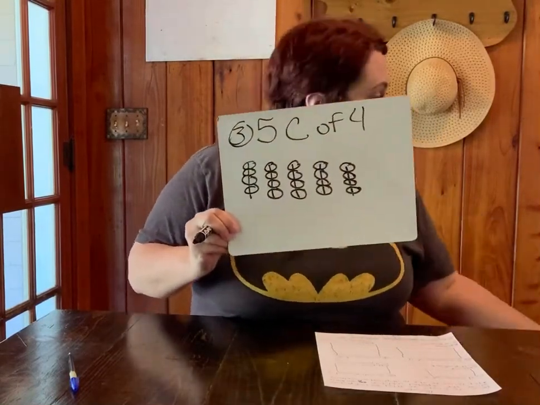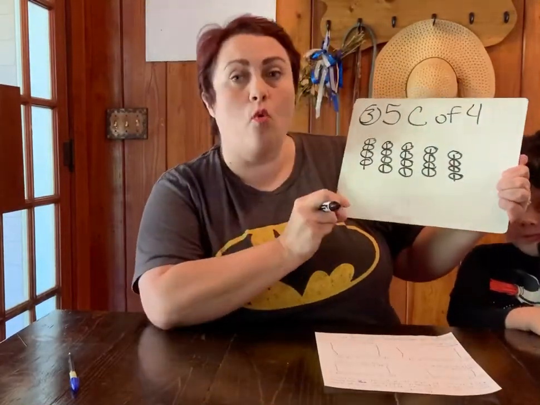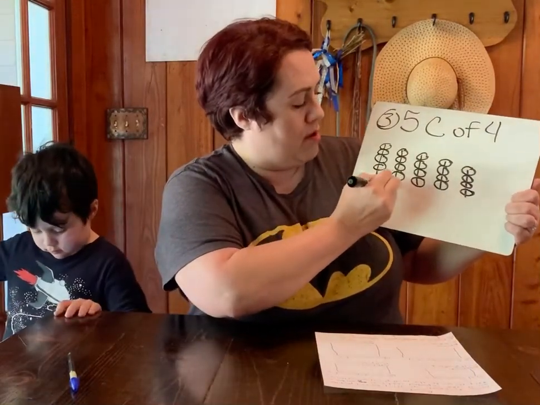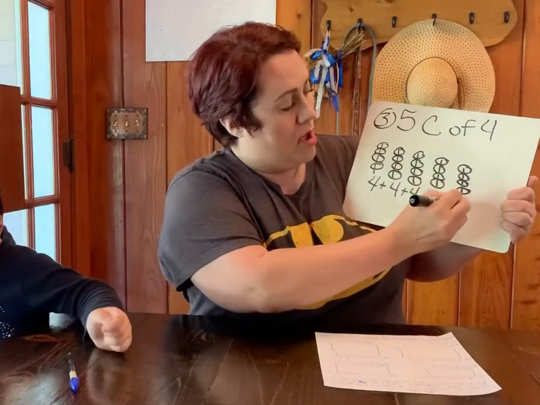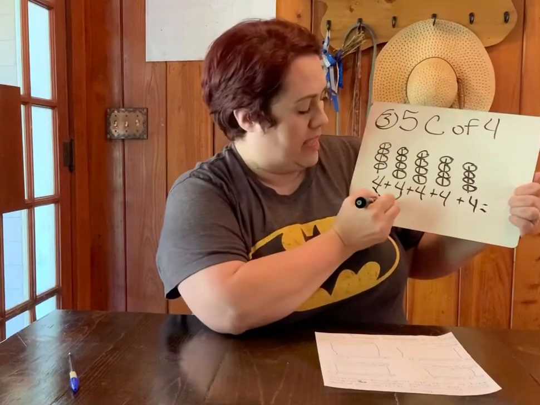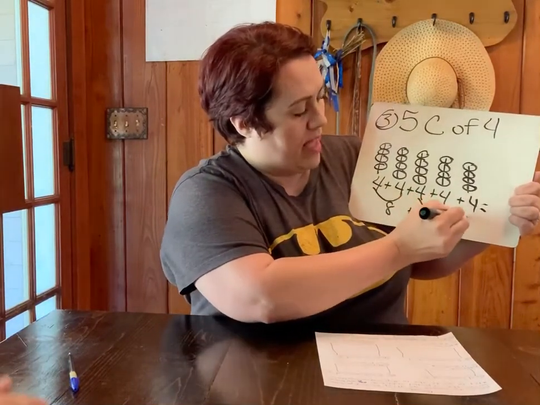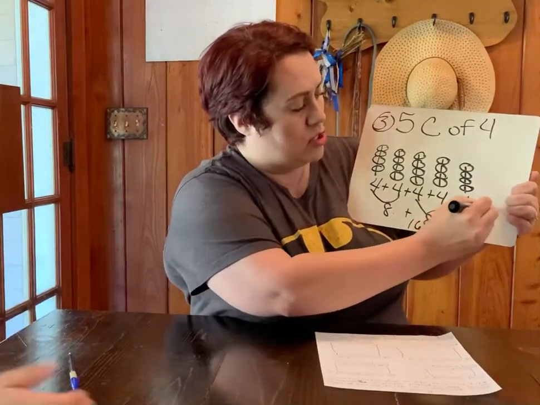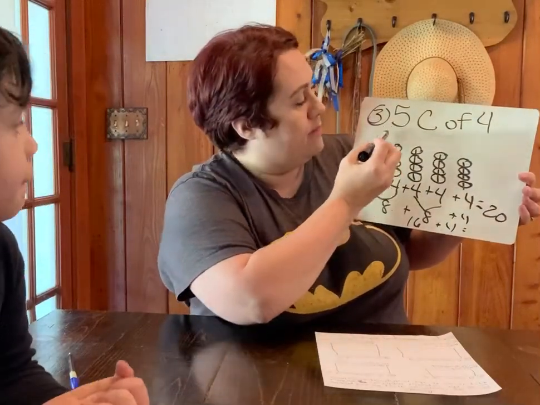Let me finish your video and then I'm going to go. Okay? 5 columns of 4. So what would our repeated addition sentence be? 4 plus 4 plus 4 plus 4 plus 4, right? 4 plus 4 is 8. 4 plus 4 is 8. And then we have to add the 4. So 8 plus 8 is 16. Plus 4 is 20.